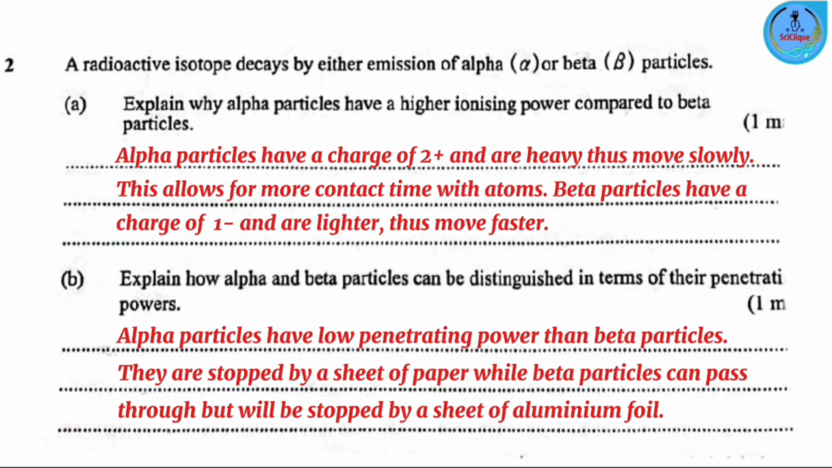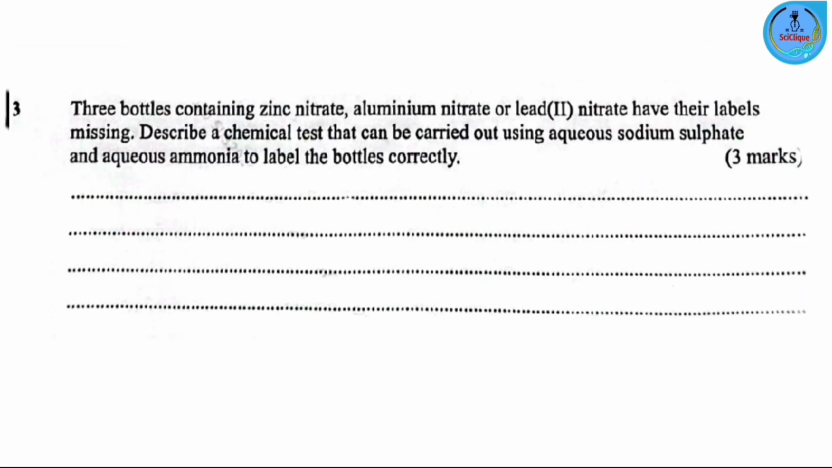Let's continue to number 3. 3 bottles containing zinc nitrate, aluminium nitrate, or lead-2 nitrate have their labels missing. Okay, so describe a chemical test that can be carried out using aqueous sodium sulfate and aqueous ammonia to label the bottles correctly. Okay, first things first, what do we mean by aqueous sodium sulfate?